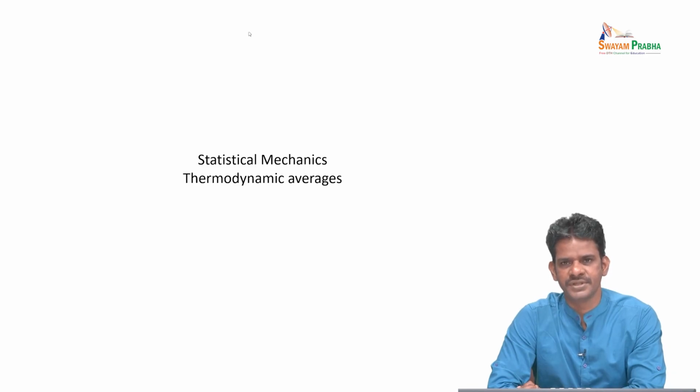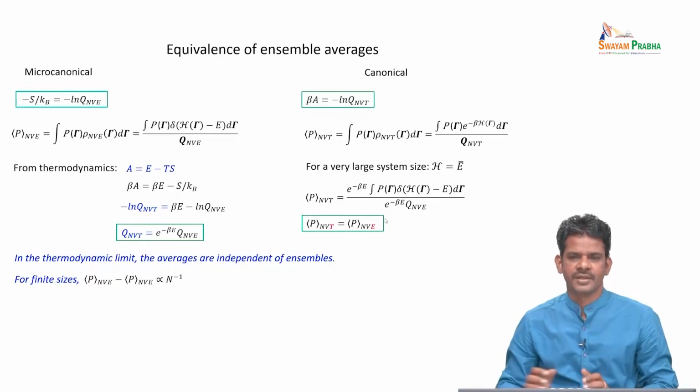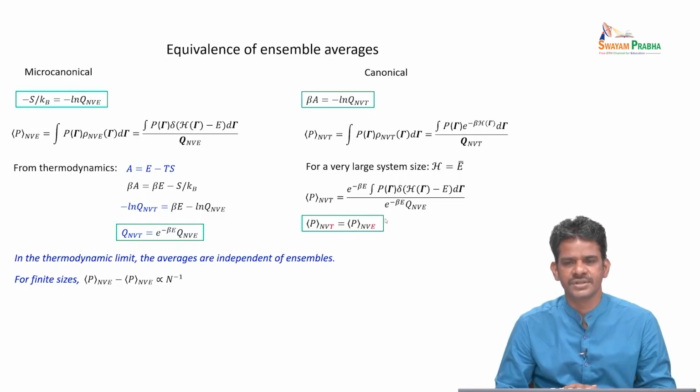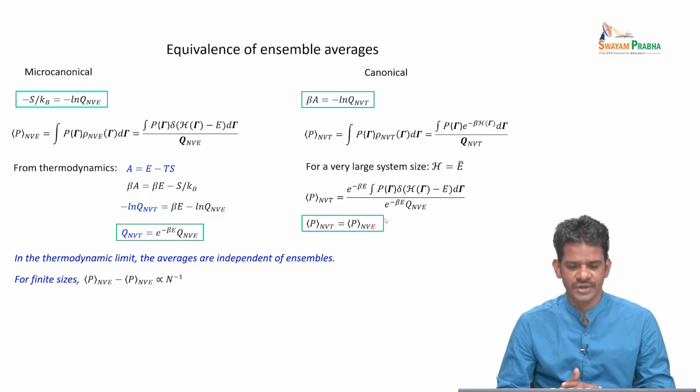macroscopic measurements. So, first the question comes: when we try to measure some property in an MD simulation, does it depend on a particular ensemble with which the system is studied? This is a question of the equivalence of ensemble averages of any property. The conclusion is that as long as the system size is large enough, the property that you measure should be independent of which ensemble you measure from.